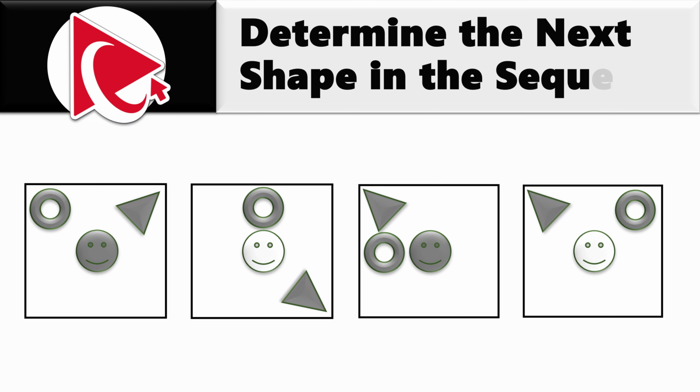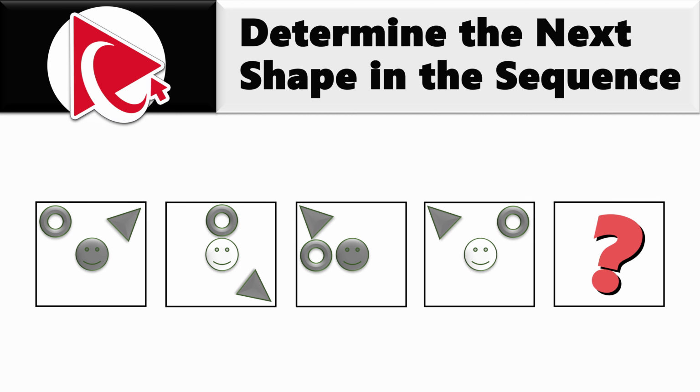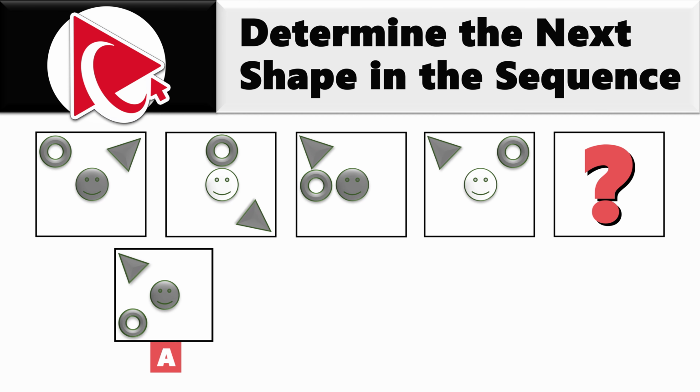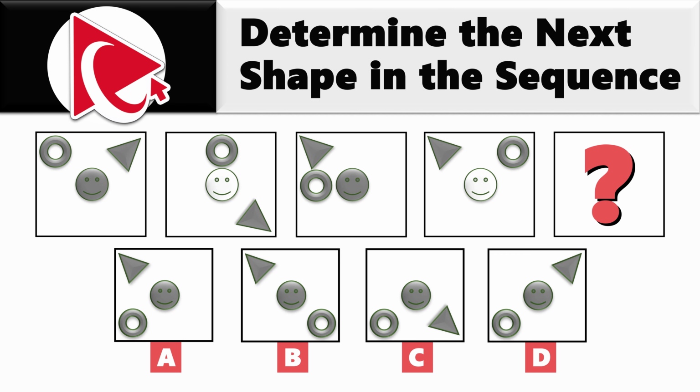You are presented with 4 squares that have chaotically organized shapes inside. Among those shapes, you see smiley face, hollow circle, and triangle. Your goal is to determine the content of the 5th shape, which you need to select out of 4 possible choices. Choices A, B, C, and D.